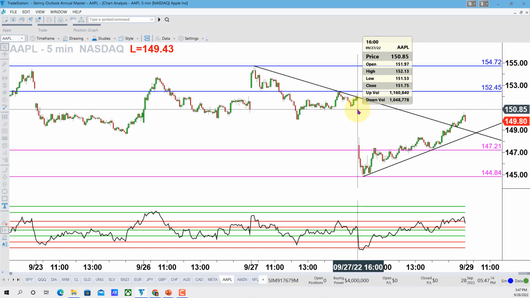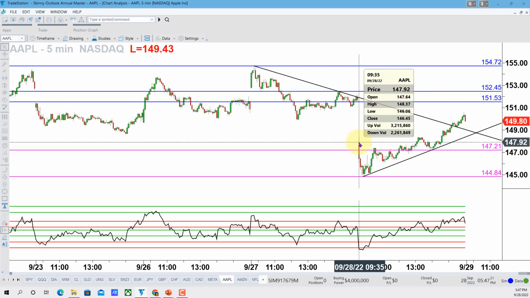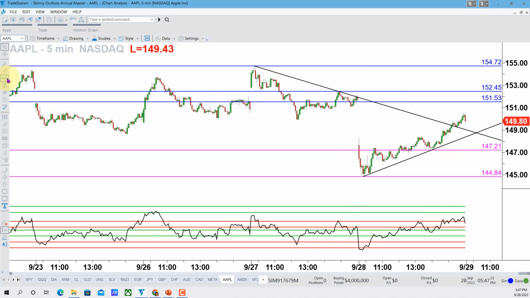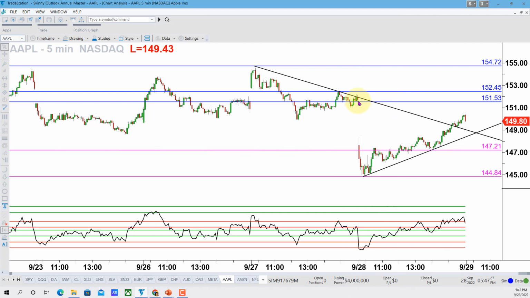From 151.53 on the 5-minute chart to 148.37. So that's still resistance up above, and we've already returned above this level right here. So now let's go and see how this looks on a higher time frame.